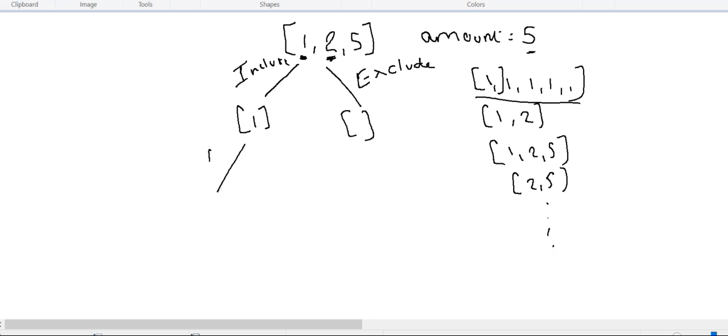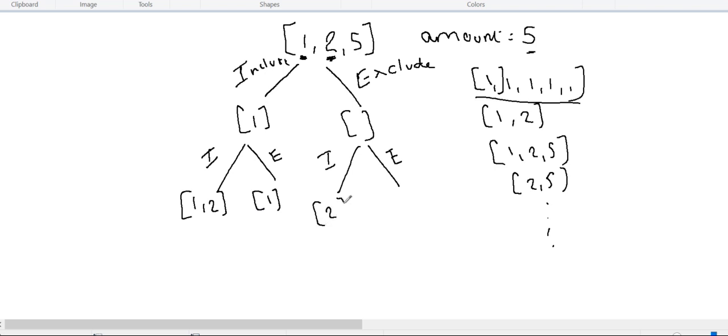Again I'm going to do the same thing, include and exclude, for each of them. When I include 2, I have 1, 2 in my subset. When I exclude 2, I have 1. When I include 2, I have 2. When I exclude 2, I have empty. Then my pointer moves to 5, and again I do include and exclude for all of them.